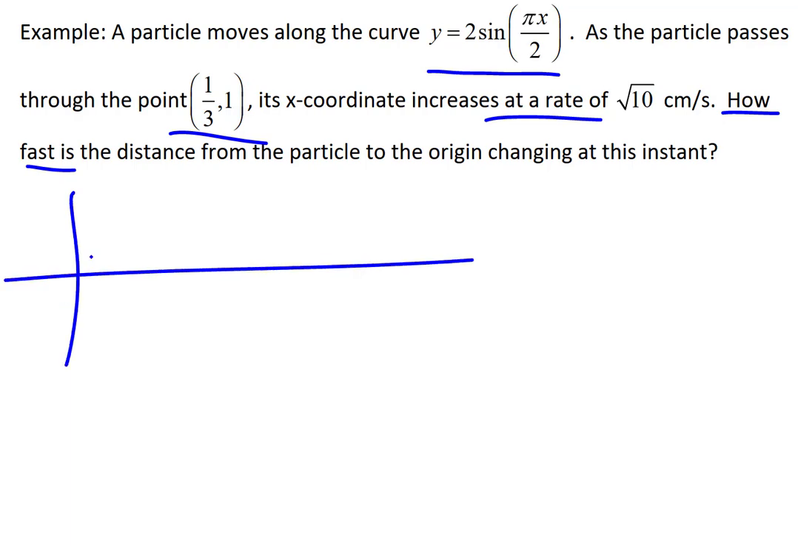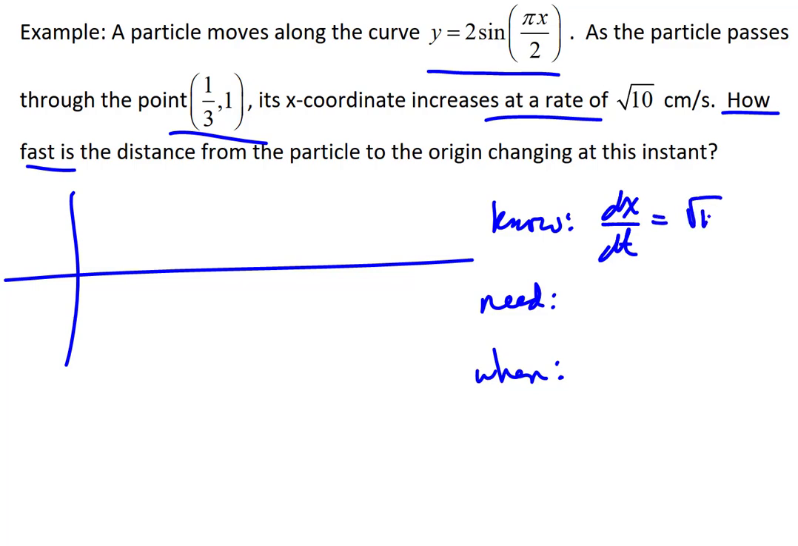So let's go ahead and just draw kind of a rough sine graph, or at least a template for one. And then let's also write down what we know, what we need, and when we need it. Now, in this problem, we know several things. The x-coordinate is increasing at a rate of square root of 10 centimeters per second. So we can say dx dt equals square root of 10. You could put centimeters per second there if you want to keep those units handy.